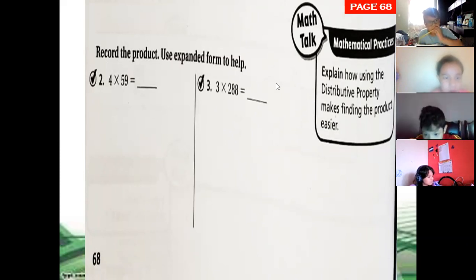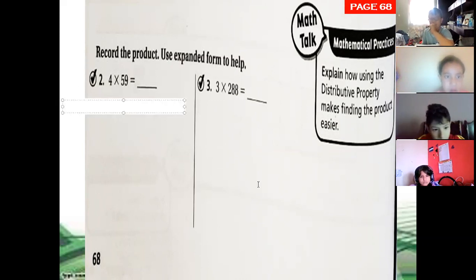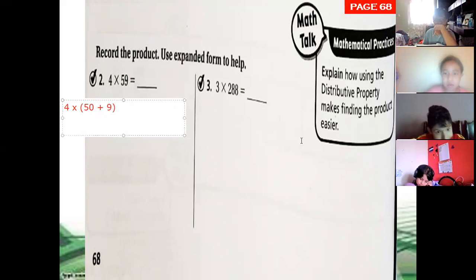Okay, very quickly, I am going to do the procedure of these two exercises. Participate in order to do it, and then you copy only the answer. Okay? Let me make it a little bit bigger. 4 times, parentheses, the expanded form of 59. The value of the 5 is 50 plus 9. Close parentheses. Good. Second, I am going to separate each multiplication.